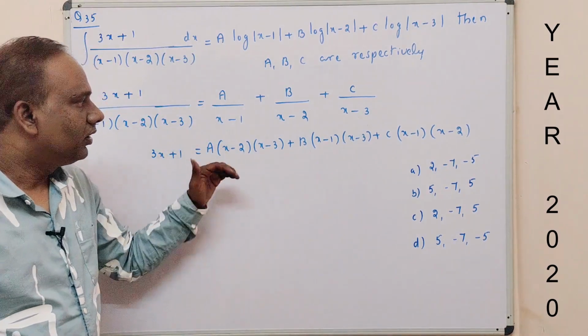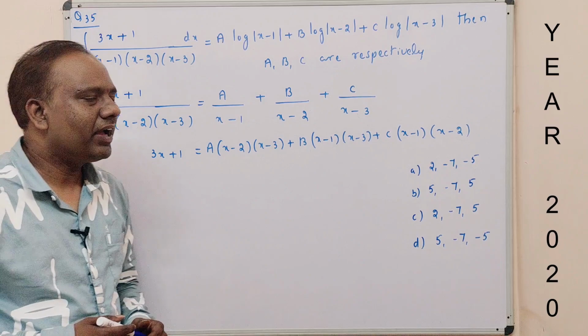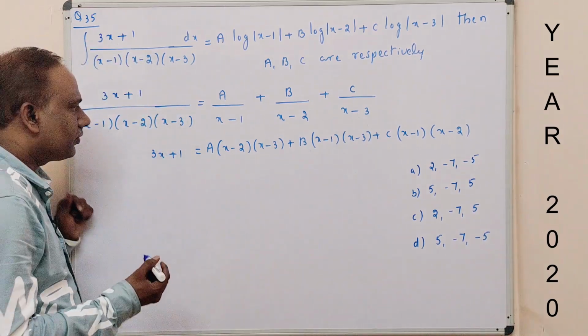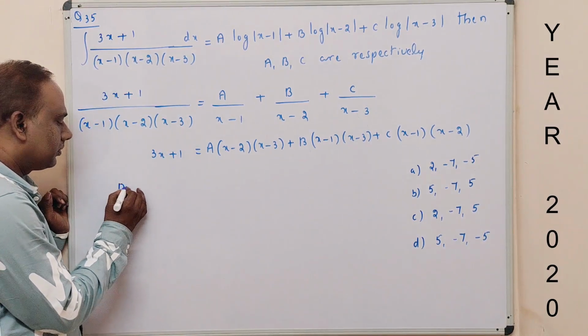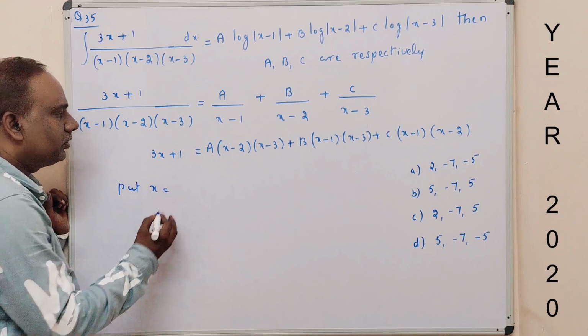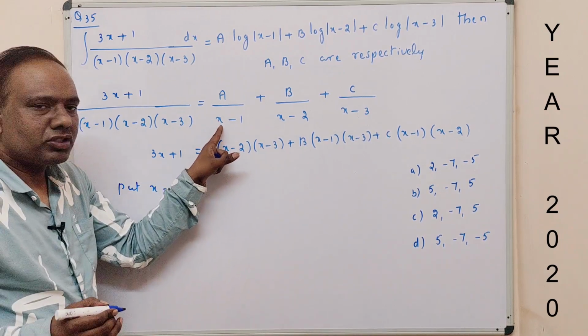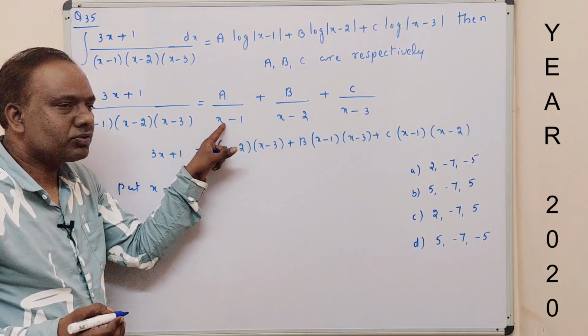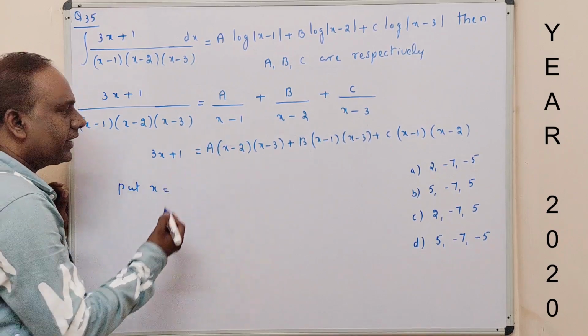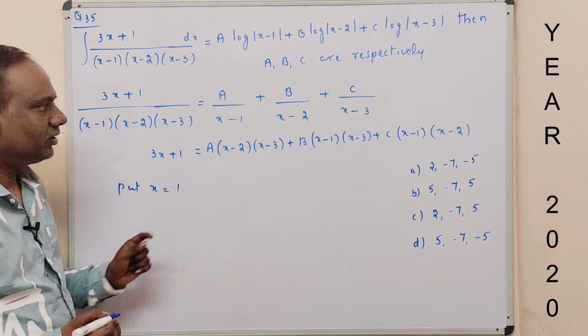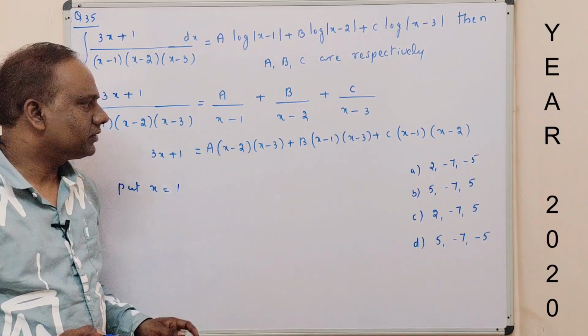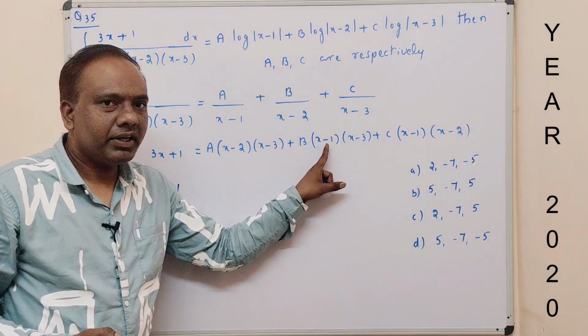Okay, now we calculate the a value, b value and c value. So first of all, if we substitute x is equal to 1, it becomes 0. That's why put x is equal to 1. If x is equal to 1, then here 1 minus 1 is 0.